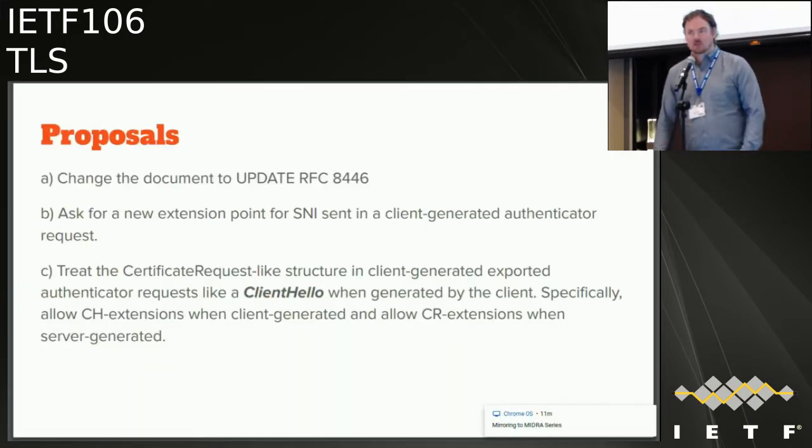And then there's the third option here, which is my preference, and I put up a pull request for this. But essentially, the certificate request like structure in the client generated exported authenticator request, treat it like a client hello when generated by the client with respect to which extensions you can add. So allow client hello valid extensions when this is allowed, and if it's coming from the server, allow certificate request extensions. And these are the three proposals to help solve this.